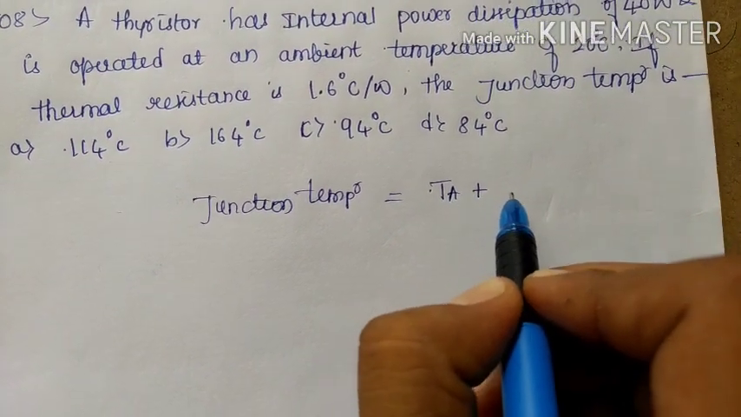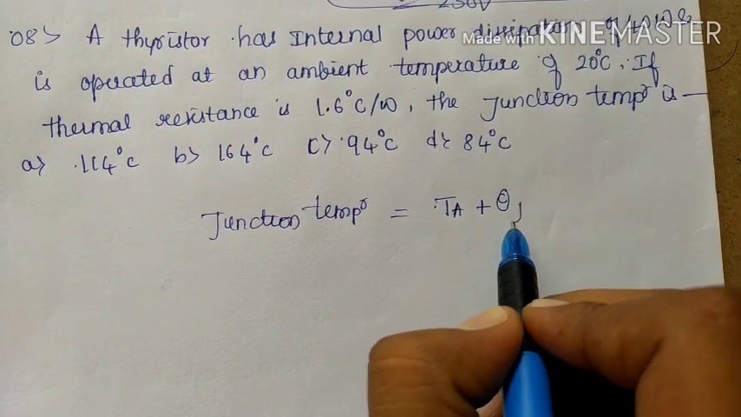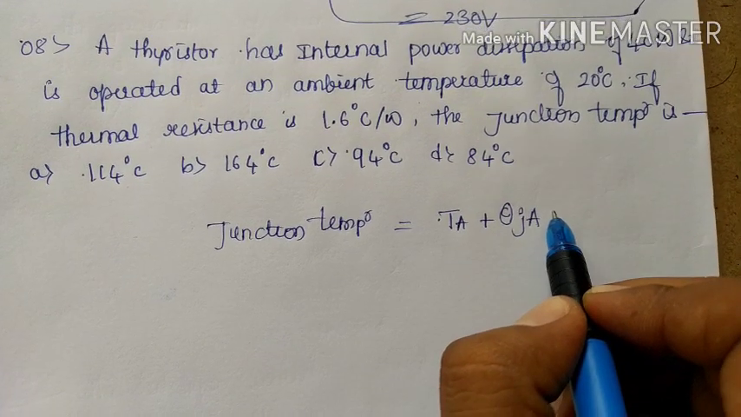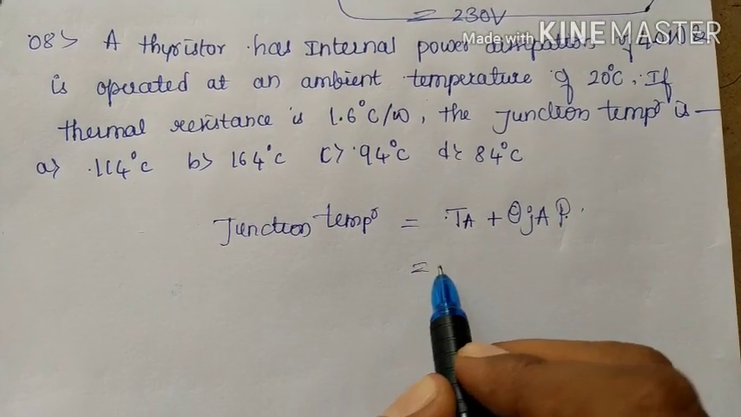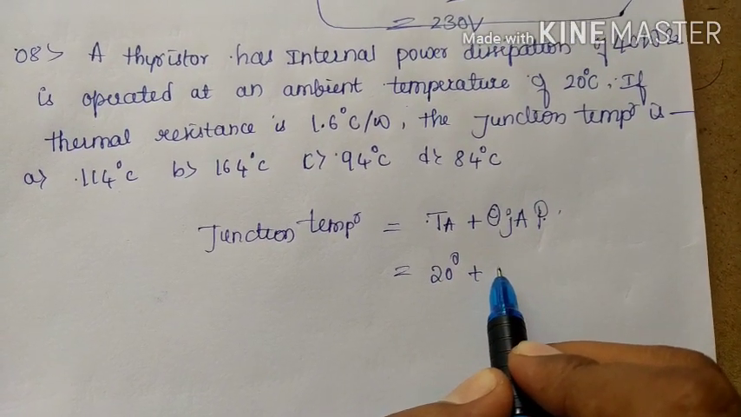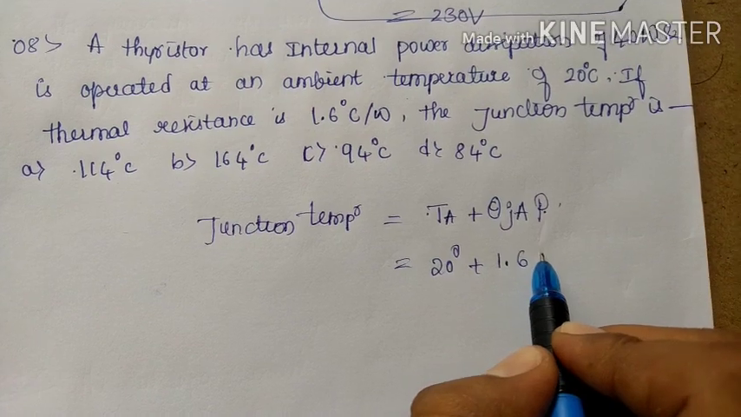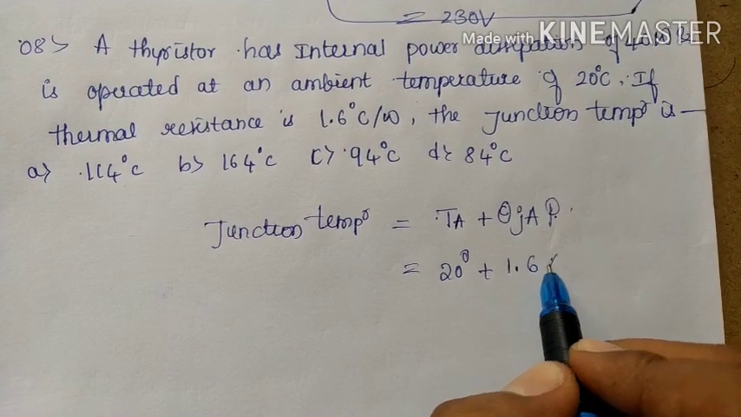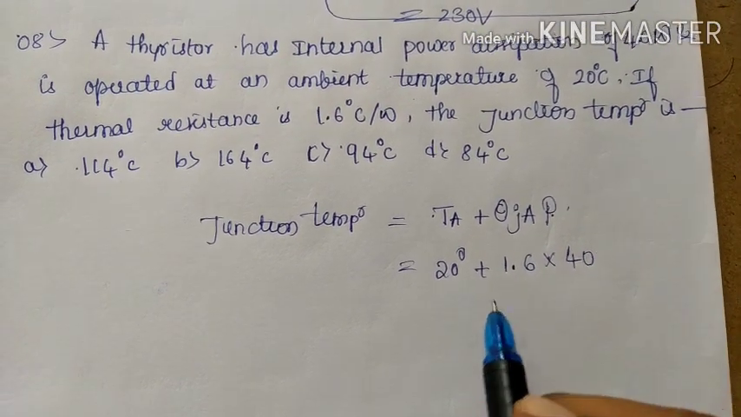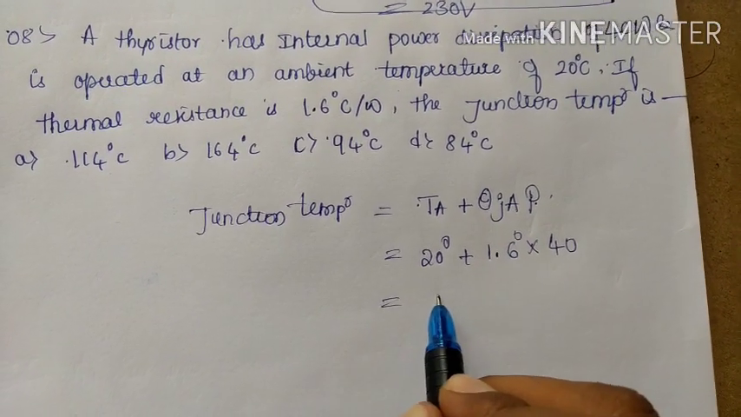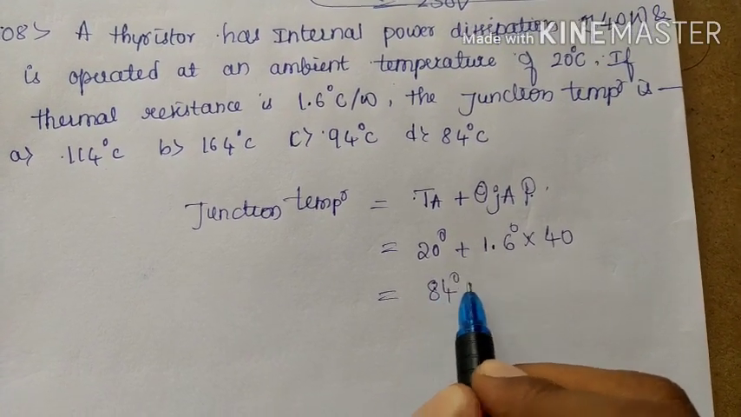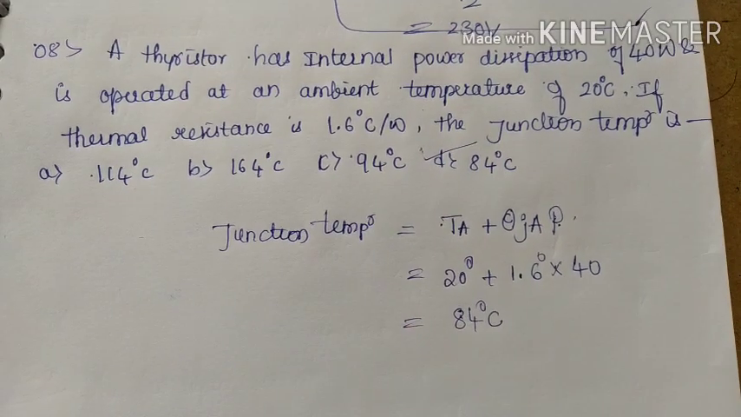So we know that the junction temperature is given by ambient temperature plus thermal resistance into power dissipation. So ambient temperature they are given as 20 degrees centigrade, plus thermal resistance they are given as 1.6 into degrees centigrade per watt, and the power dissipation they are given as 40 watt. So this will be 84 degrees centigrade. Option D will be the answer.